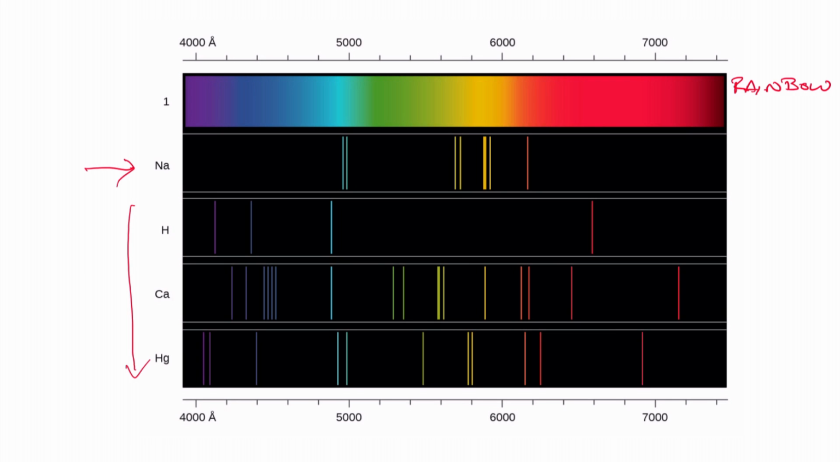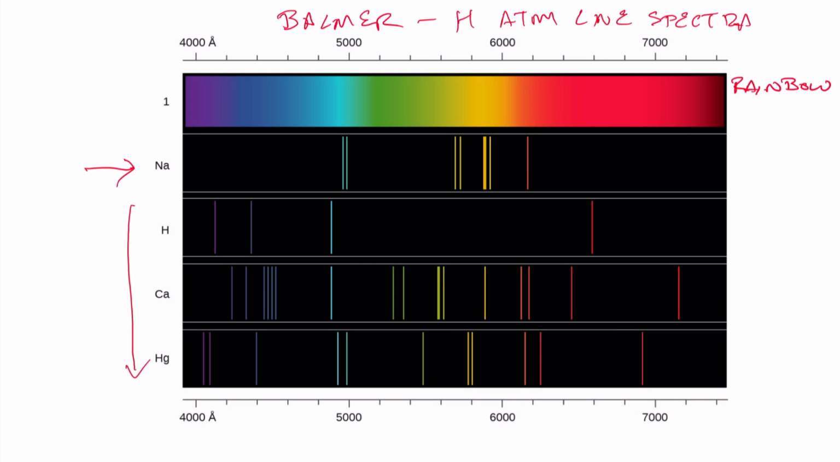Okay, and so a person named Joseph Balmer came up with an equation that was able to predict the positions of the lines for hydrogen. So he worked on hydrogen atom line spectra. And this was done in the late 1800s. He had an equation that he had used to predict what's going on. And it seemed to work, but he really had no idea why it worked the way that it did. So it took a little bit of time later for people to discover what was going on. Let me tell you a little bit more about what was going on.